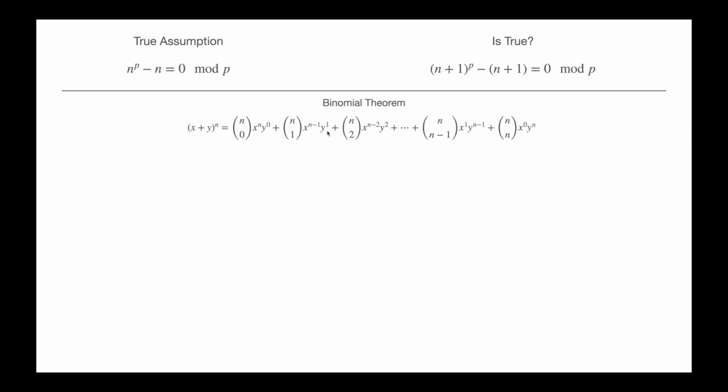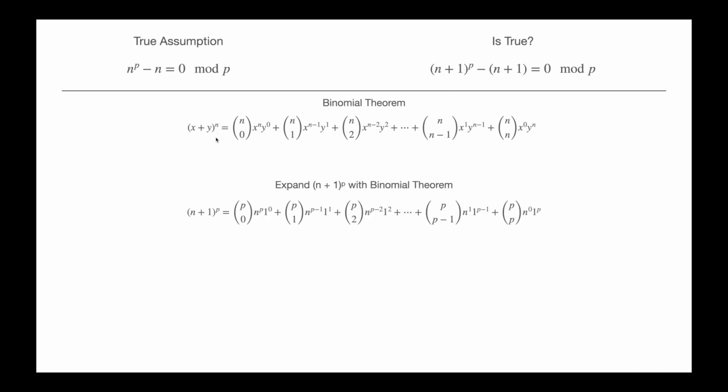Similarly, the third term is going to be n choose 2, and again the power of x is going to decrease, x to the power of n minus 2 times y to the power of 2, and finally n choose n times x to the power of 0 times y to the power of n. As you can see, there are going to be n plus 1 terms in the expansion of x plus y to the power of n. If we replace the x value with n, the y value with 1, and finally the n value with p, we are going to have the expansion of n plus 1 to the power of p.